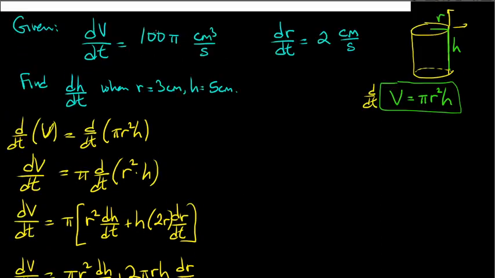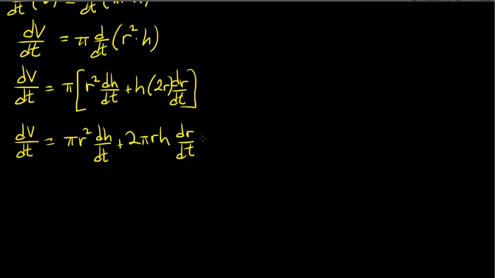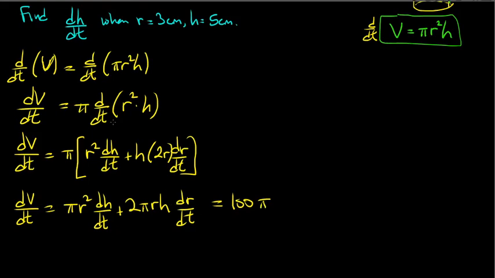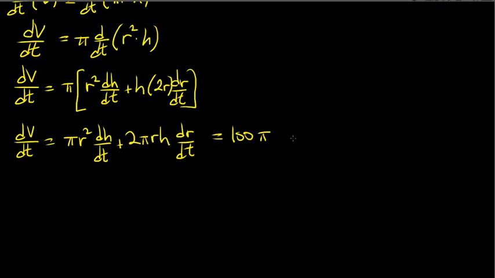Okay, and remember the derivative of the volume was 100 pi cubic centimeters per second. So this is all equal to 100 pi. Okay, so what are we looking for? The derivative of h, right? So let's solve for the derivative of h. Right? In other words, we're solving for this variable here.